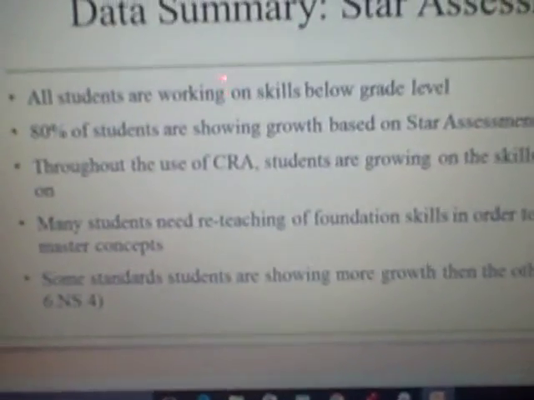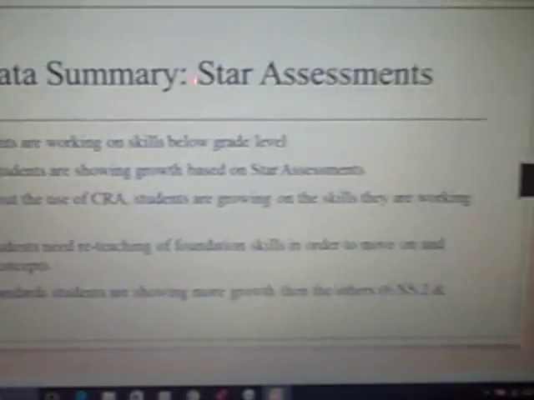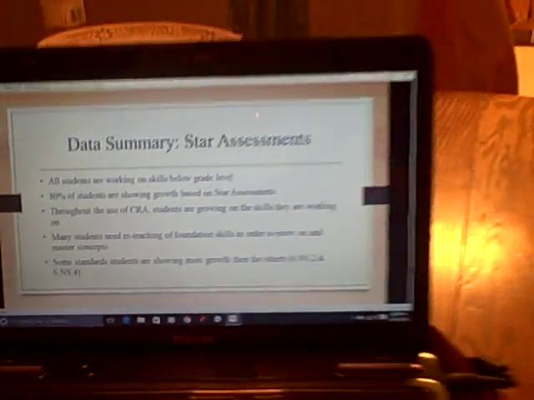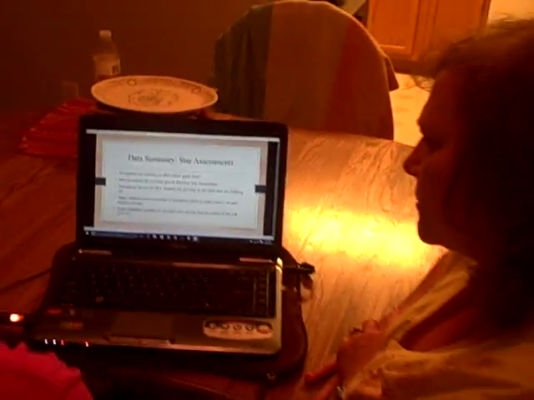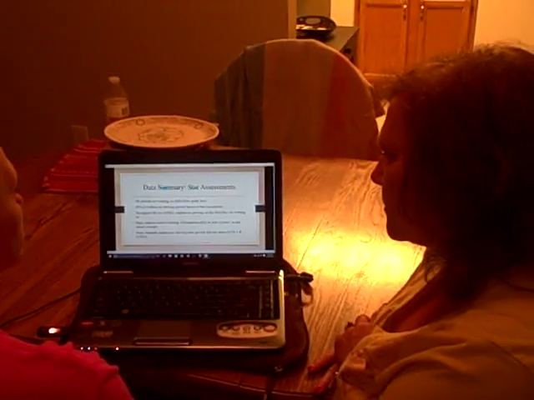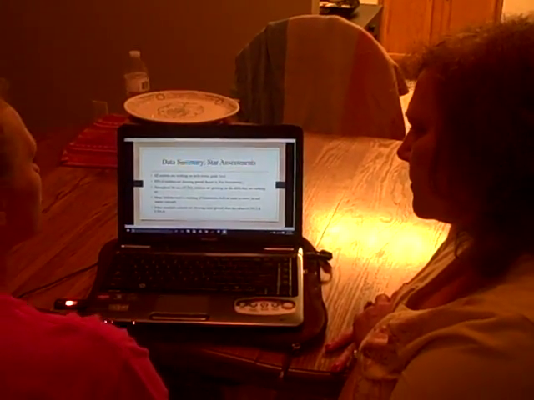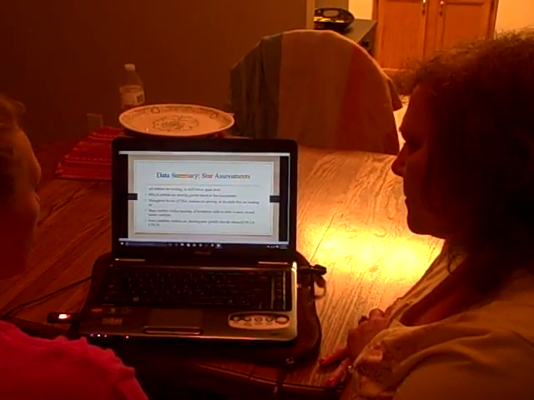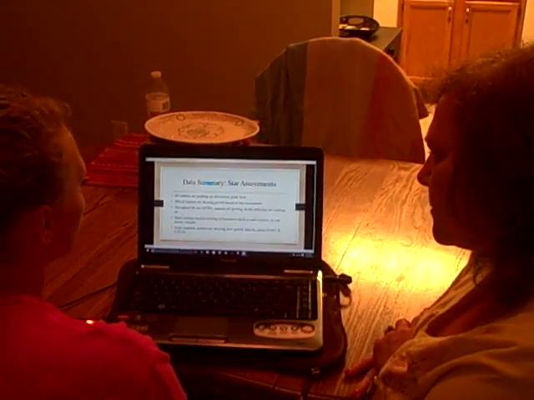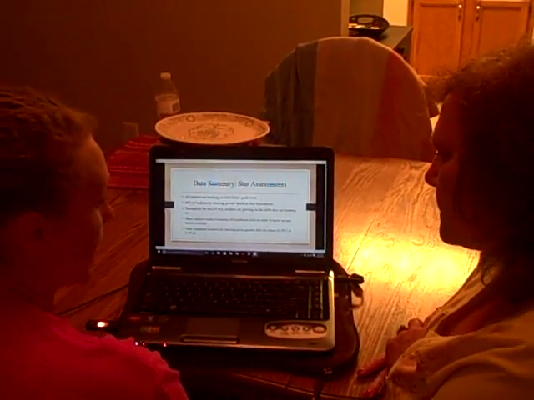So the data summary for the STAR assessments: all students are working on skills below grade level. 80% of the students are showing growth based on the STAR assessments. Throughout the use of the CRA model, students are growing on the skills they are working on. Many students need reteaching of foundation skills in order to move on and master the concepts. In some standards, students are showing more growth than the others.